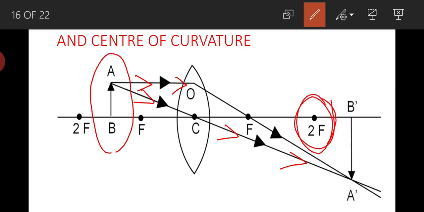And I request you to remember one point. Whatever is happening, we are drawing that diagram.